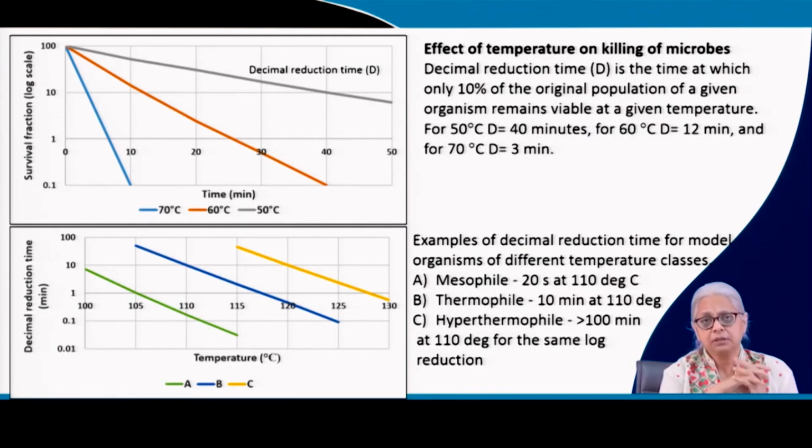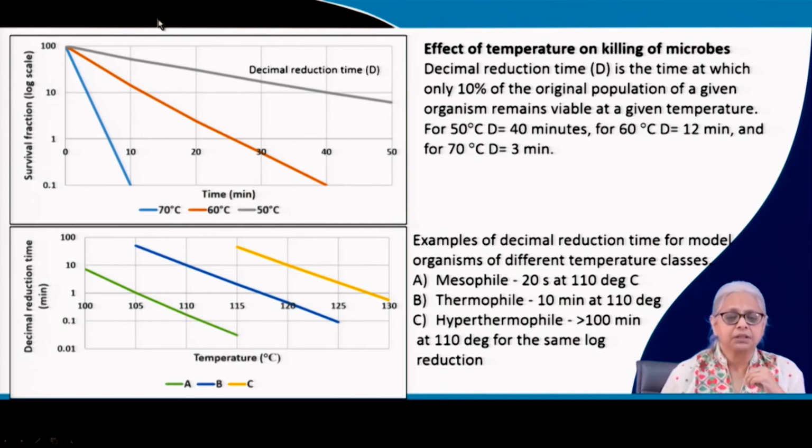Then let's come to the effect of temperature. We know that chemical reactions, when you increase the temperature, what will happen? As the temperature increases, the reaction rate increases, and therefore the time to achieve the same outcome is going to be less. Okay, so the same thing happens with bacteria. So we have decimal reduction: at 70 degrees centigrade, 1 log, so from 100 to 10, will happen in 3 minutes. At 60 degrees centigrade, 1 log removal in 12 minutes, and at 50 degrees centigrade, 1 log removal in 40 minutes. So this is what you are looking at.